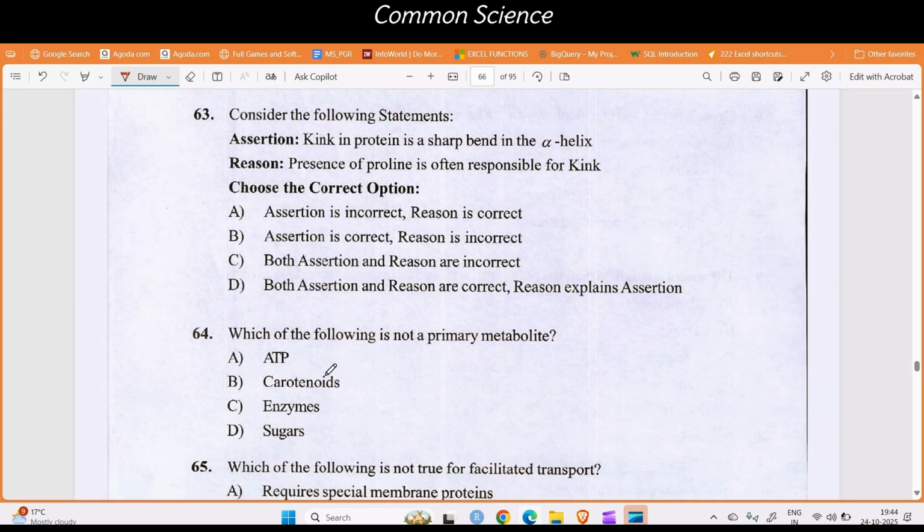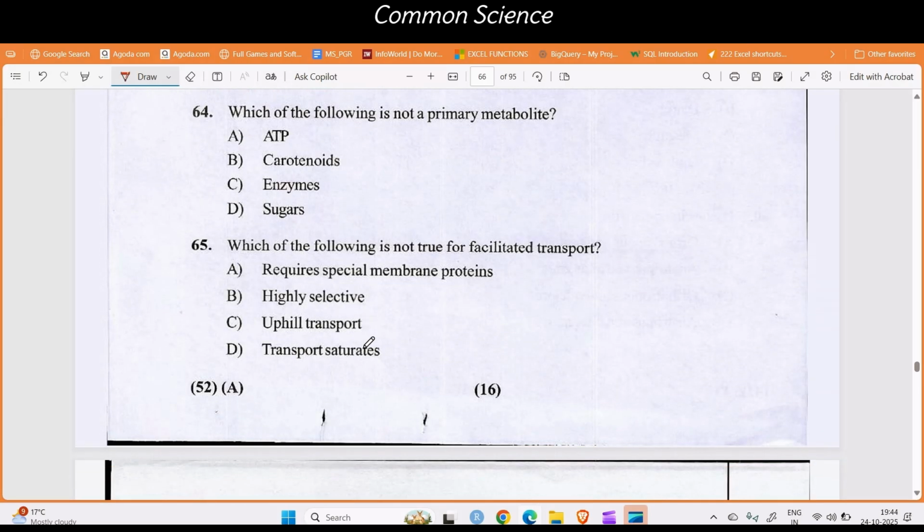Question number 63. Consider the following statements. Kink in protein is a sharp bend in alpha helix. Yes. Presence of proline is often responsible for kink. Yes, because of its amino group, this proline forms bends in the alpha helix. So both assertion and reason are correct, and reason explains assertion. Option D. Which of the following is not a primary metabolite? ATP, carotenoids, enzyme, sugars. Carotenoids are not primary metabolites.